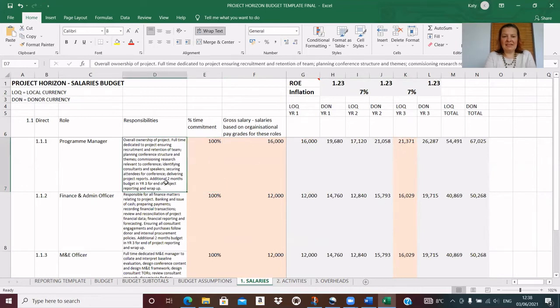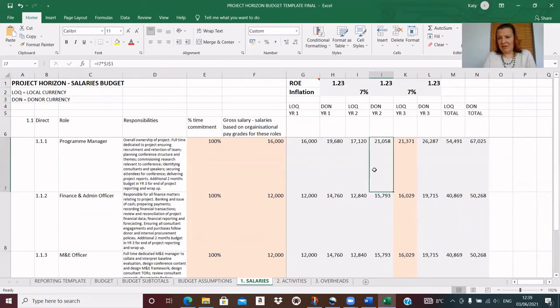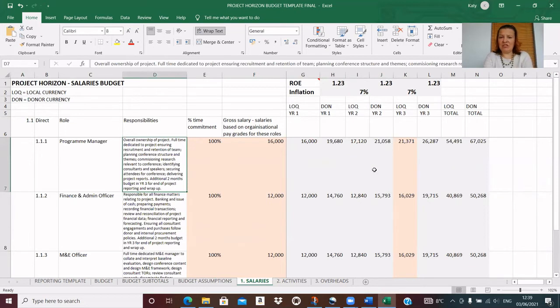Well, I can see that here for year three, I've said additional 2 months budget in year three for end of project reporting and wrap up. And I've also included that extra 2 months for the finance and admin officer. That's a completely justifiable cost to add in, because often our audit goes beyond the end of the project date, and we want to make sure that our project manager and our finance officer are still there to be able to conclude and to wrap up any queries with the auditors. And I've been very transparent about that and included a good description of it in my budget.